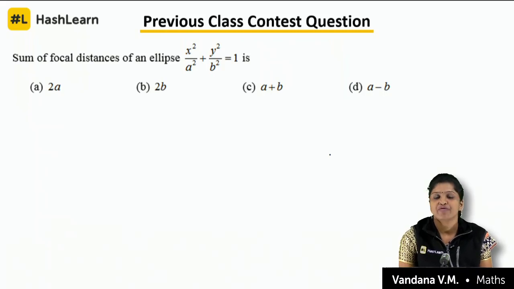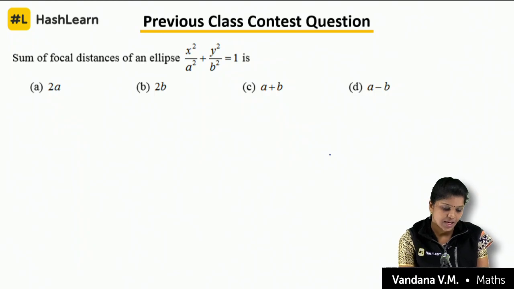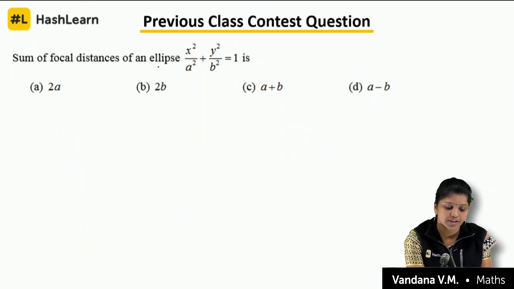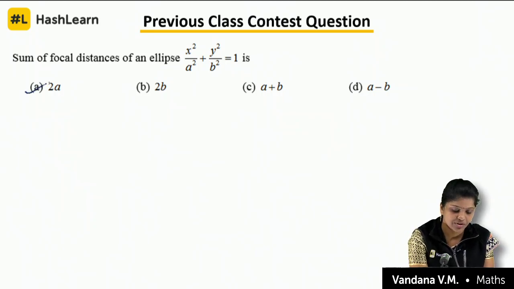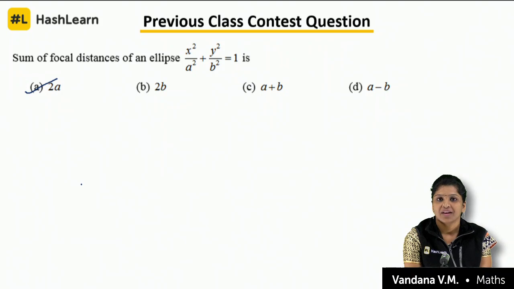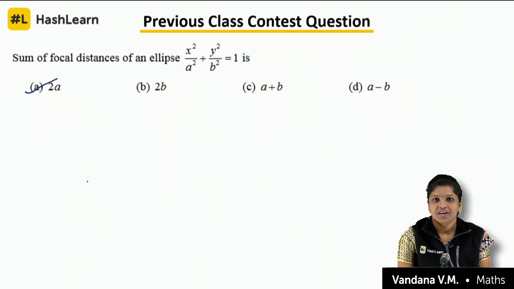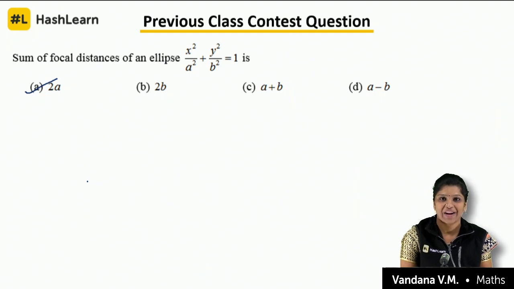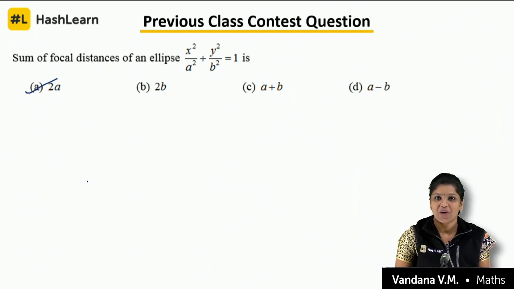Now it is time for the previous class contest question. The sum of the focal distances of the ellipse, the standard question I gave, isn't it? The sum of the focal distances is 2a. The winner is Mansi, I think so. I will announce it later. Okay, now get ready for the contest question. Here goes your question.